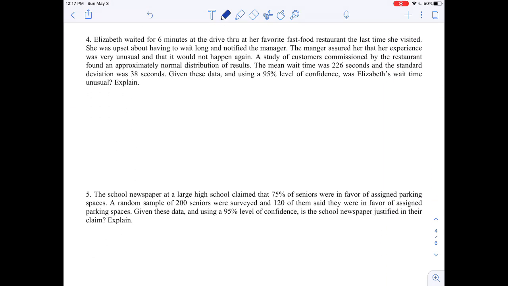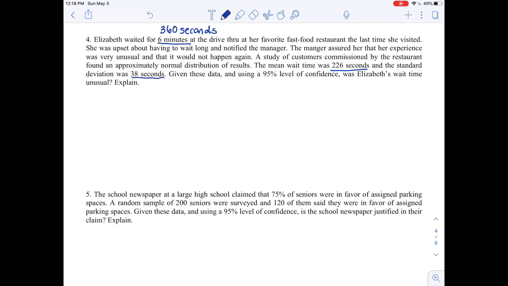So I'm going to skip ahead to example number 4, and then I'll go back to something else in just a second. It says Elizabeth waited for 6 minutes at a drive-thru at her favorite fast food restaurant the last time she visited. She was upset about having to wait long and notified the manager. The manager assured her that her experience was very unusual and it would not happen again. A study of customers commissioned by the restaurant found an approximately normal distribution of results. The mean wait time was 226 seconds. So keep in mind, this is in seconds. This was in minutes. So we'll have to convert this over to seconds for a second, and you'll see that this comes out to be 360 seconds.